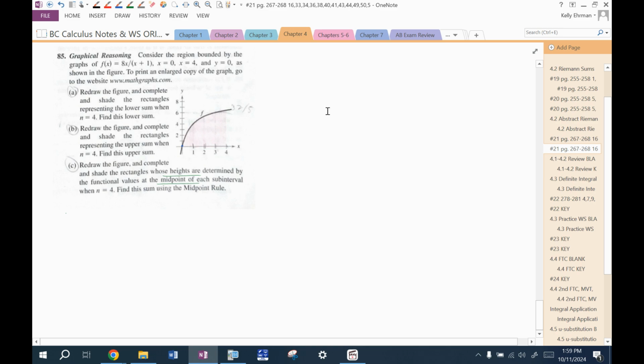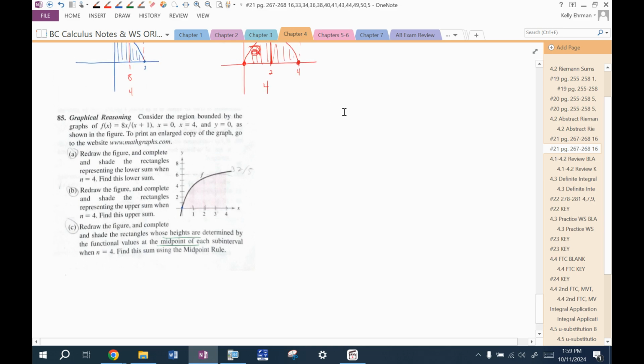All right, what about 85? This is our last question. Consider this region bounded by the graphs 8x over x plus 1, x equals 0, x equals 4, and y equals 0 as shown in the picture. I'm not going to redraw the picture, but the first part says find the lower sum.